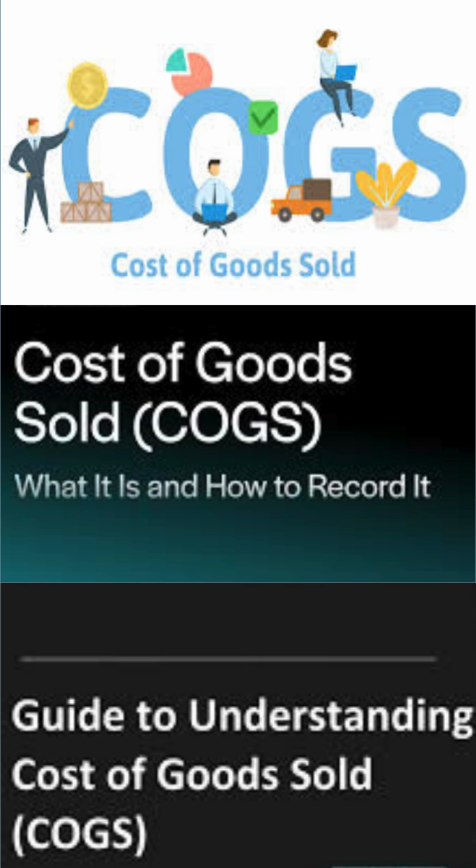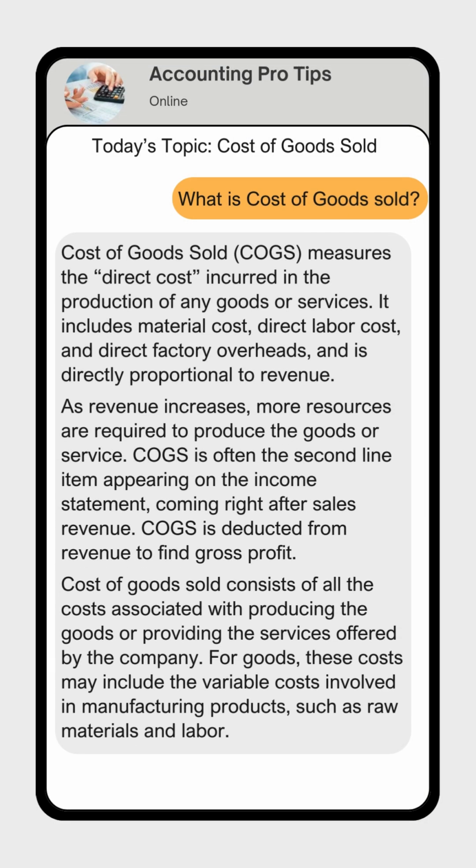In this video we will discuss cost of goods sold. What is cost of goods sold? Cost of goods sold, also referred to as cost of sales, measures the direct cost incurred in the production of any goods or services. It includes material cost, direct labor cost, and direct factory overheads, and is directly proportional to revenue. As revenue increases, more resources are required to produce the goods or service.